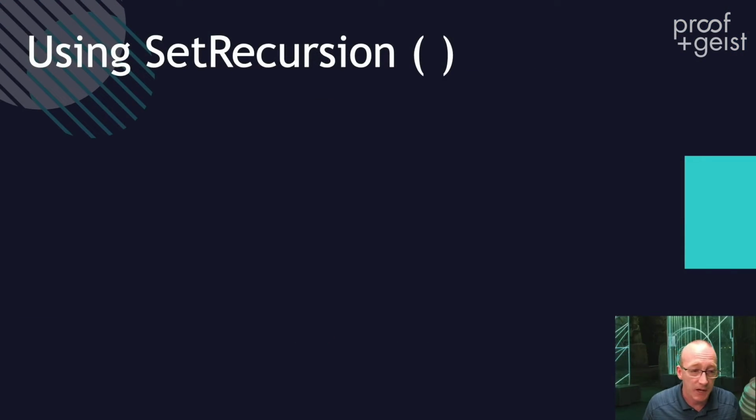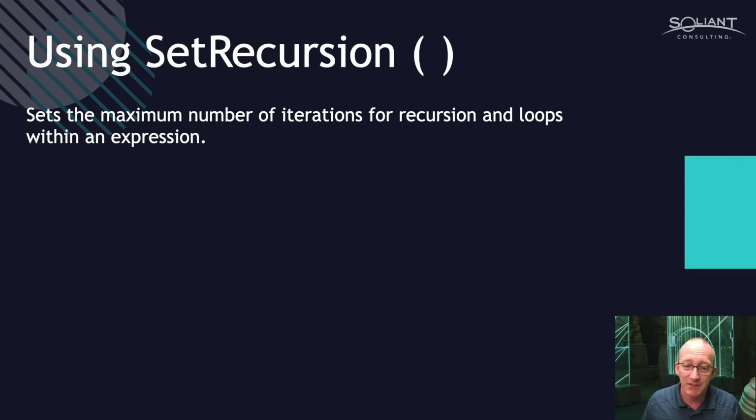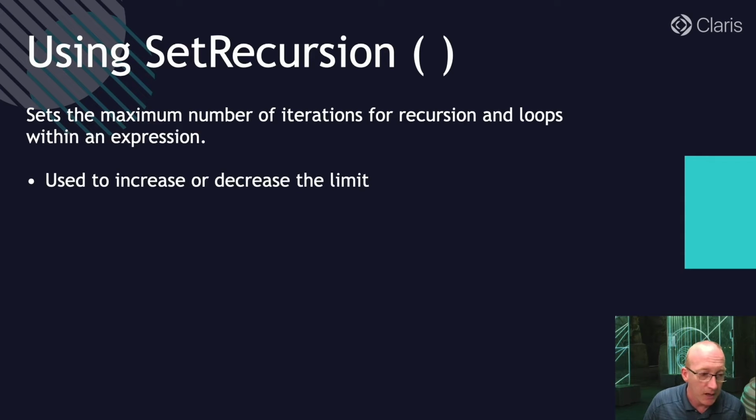The next thing that we need to talk about here is the SetRecursion function. What this does is it sets the maximum number of iterations for recursion and loops within an expression, because the default is 50,000 loops. That applies whether it's in a while loop or in a recursive custom function. This gives you the ability to expand that if the situation calls for it. You can use it to increase, but you can also use it to decrease, because you don't want it to get stuck in a loop and go forever if you know it only needs to run 100 or 1,000 times. You can drop that number instead of just relying on that default.